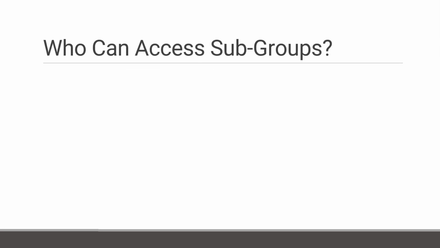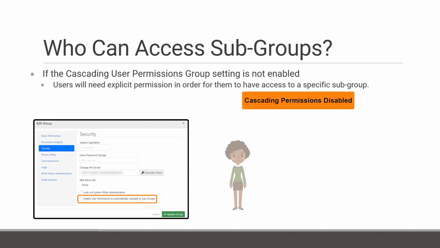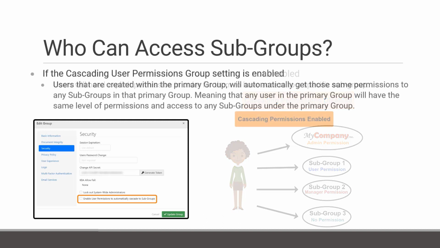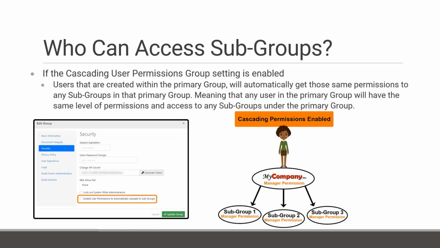It is important to know who can access subgroups. This depends on if the setting Enable User Permissions to Automatically Cascade to Subgroups is enabled. If this setting is not enabled, users will need explicit permission in order to have access to a specific subgroup. If Enable User Permissions to Automatically Cascade to Subgroups is enabled, users that are created within the primary group will automatically get those same permissions to any subgroups, meaning that any user in the primary group will have the same level of permissions and access to any subgroups under the primary group.